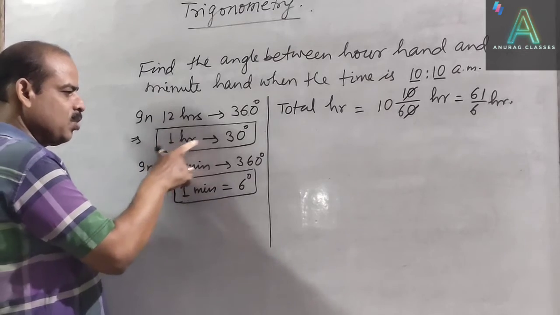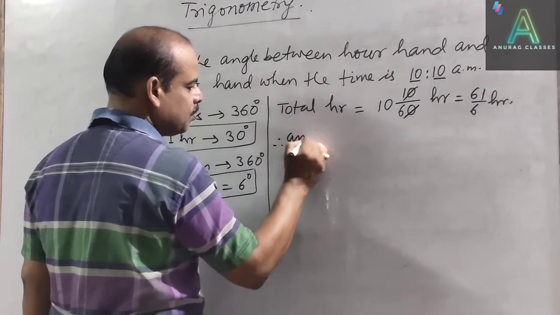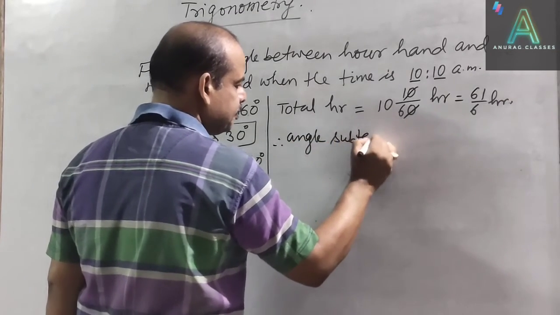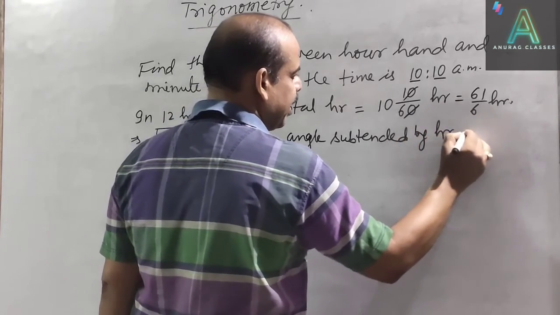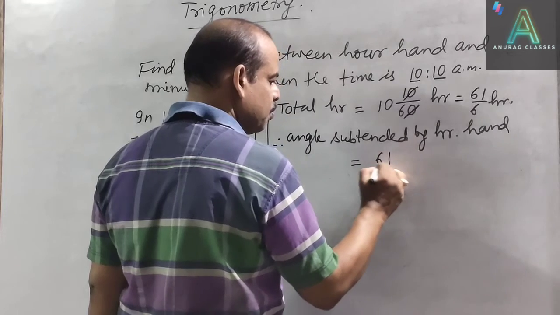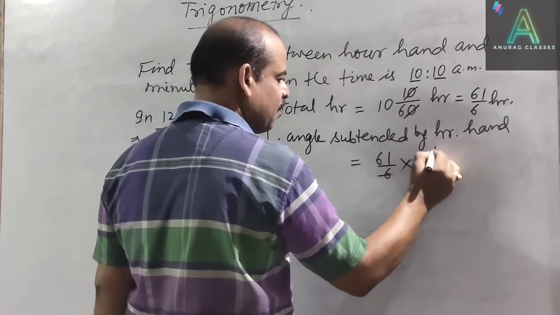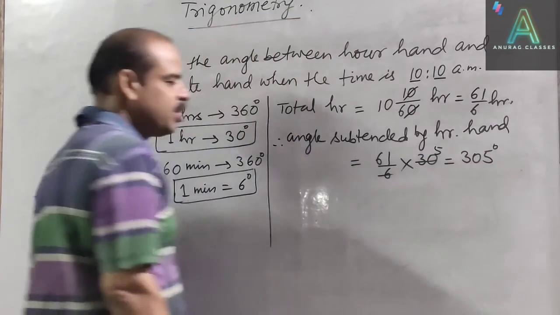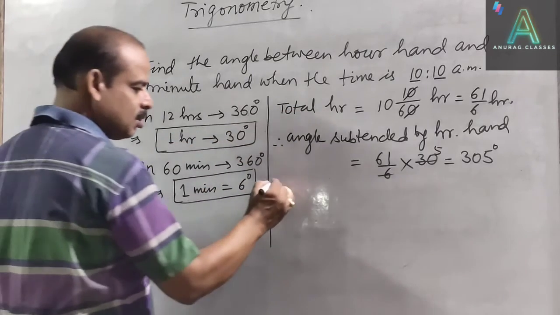And what is the angle in 1 hour? It is 30 degree. Therefore, angle subtended by hour hand will be equal to 61 by 6 hour, and for 1 hour it is 30 degree. So 6 5s are 30 and 61 into 5 is 305. So 305 degree is the angle subtended by hour hand.